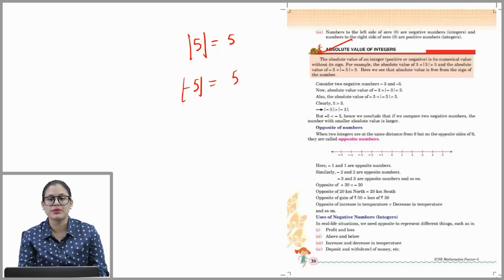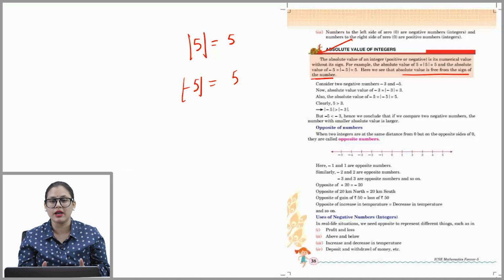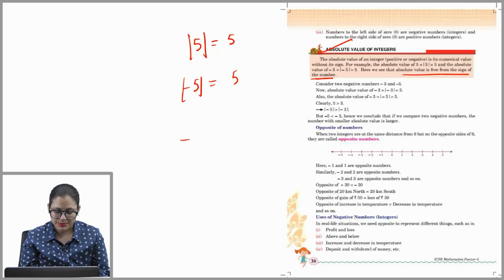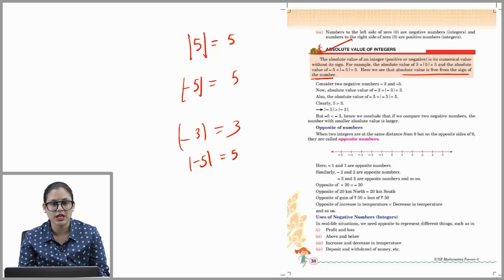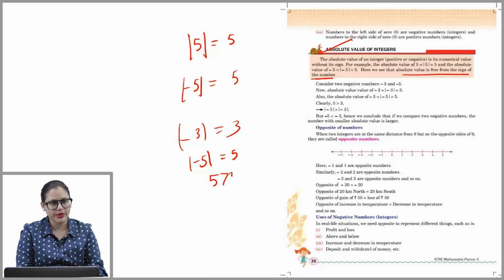So here we see that absolute value is free from the sign of the number. Okay, there is no sign wherever we find the absolute value of any number. Now consider two negative numbers, minus 3 and minus 5. So absolute value of minus 3 is what? Absolute value of minus 3 is 3, and absolute value of minus 5 is 5. So 5 is greater than 3. So clearly here 5 is greater than 3.